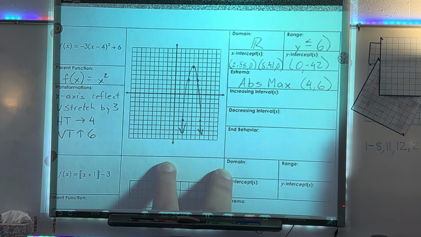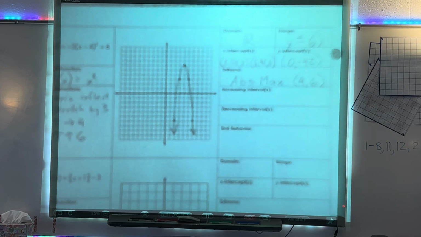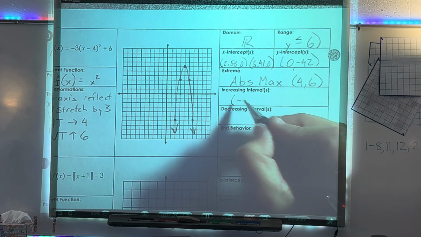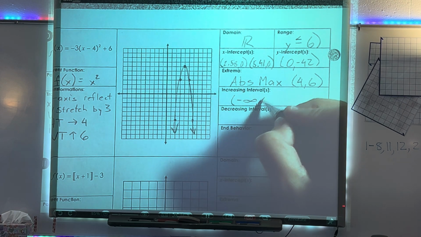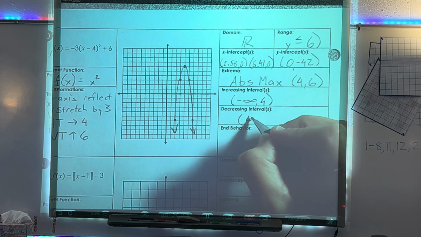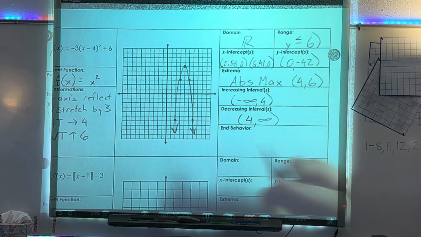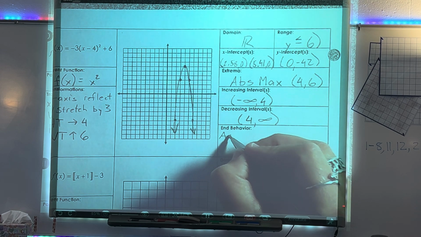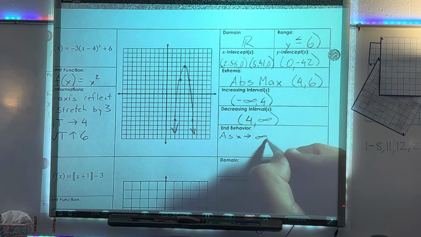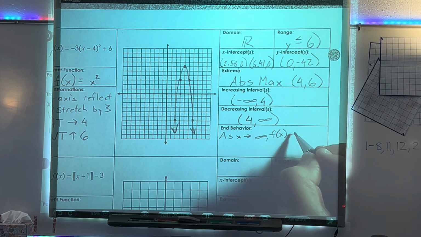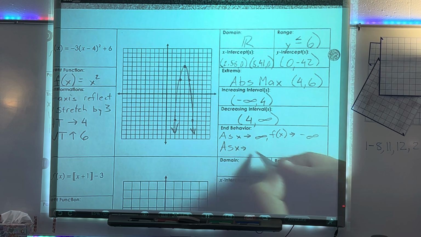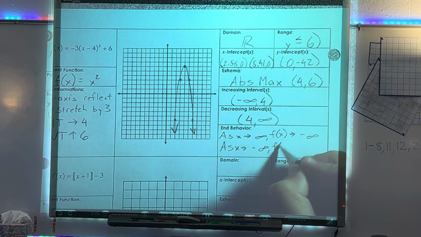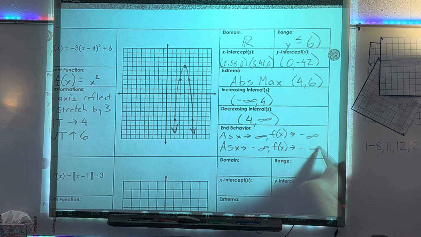Okay, alright, got that. Increasing from negative infinity to 4. Decreasing from 4 to positive infinity. Here, as x approaches infinity, f of x approaches negative infinity. As x approaches negative infinity, f of x also approaches negative infinity.